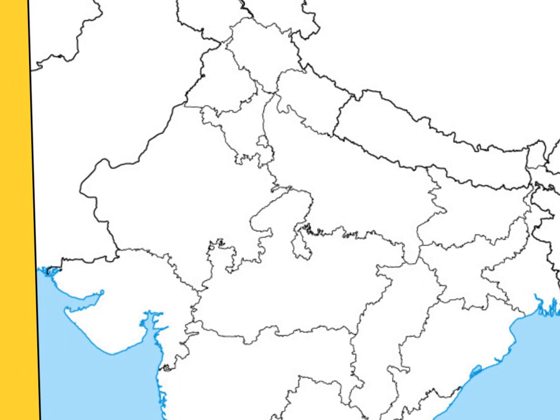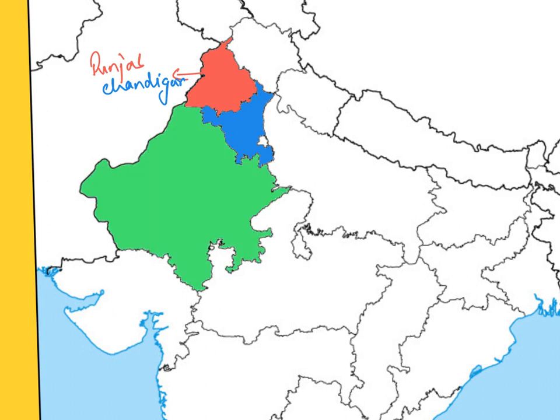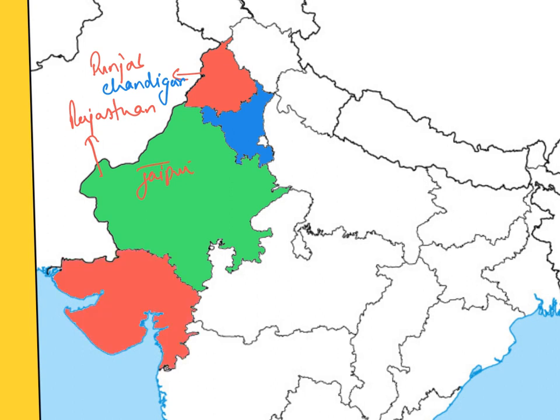Number 1, Punjab. This is Punjab and its capital is Chandigarh. Haryana and Punjab both have the same capital, that is Chandigarh. And the next one is Rajasthan. Its capital is Jaipur. And the next one is Gujarat. Its capital is Gandhinagar.